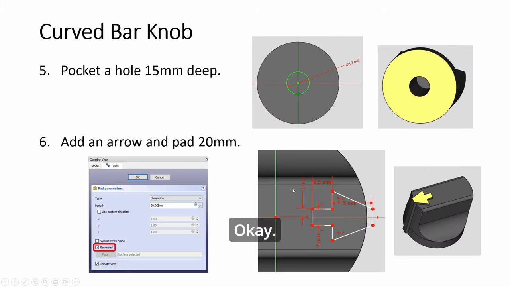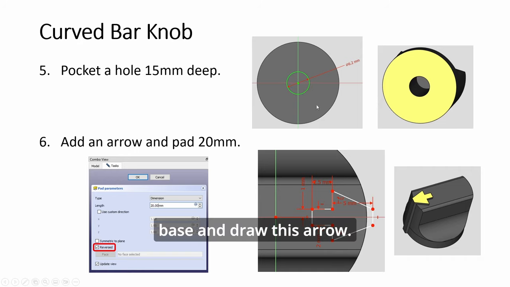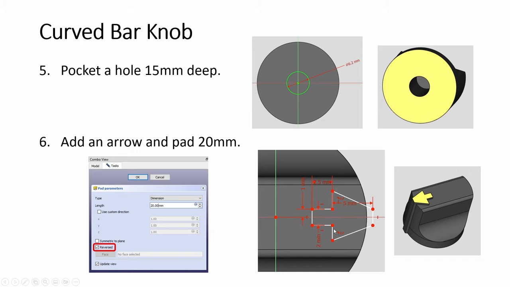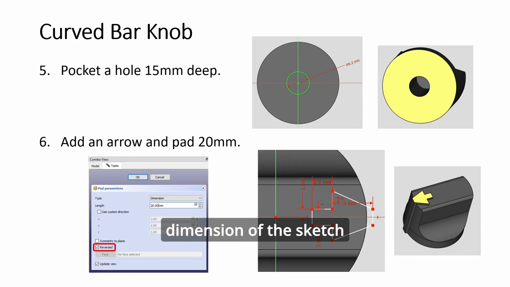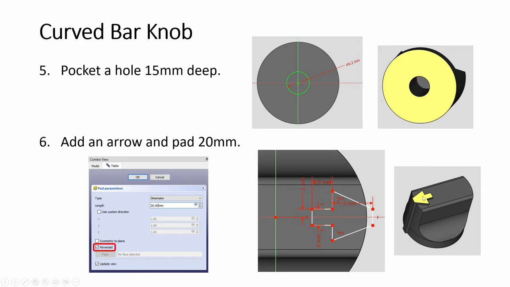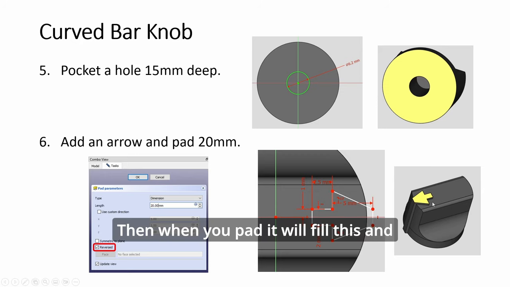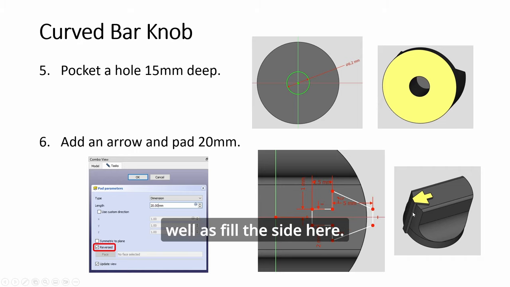Pocket the hole at the base and draw this arrow. When you do the arrow, it is flat on the top. Before you pad, you need to edit the dimension of the sketch and bring it up in the Z axis, say up 1 mm. Then it's floating. Then when you pad, you will fill this and touch the top here as well as fill the side here. All these little tricks.